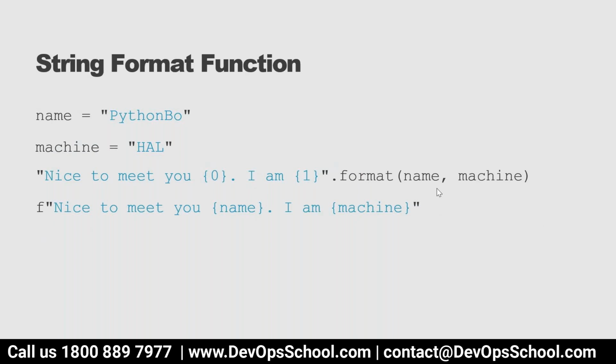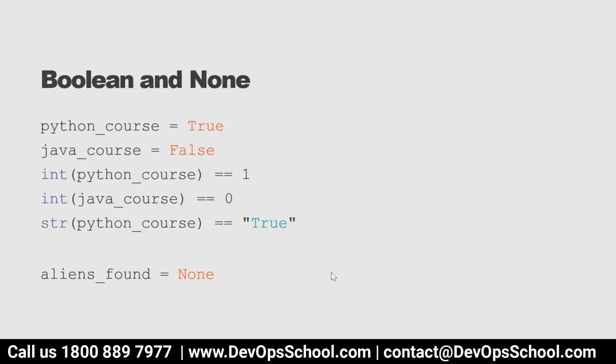but that is a very lengthy statement. So in short, people write F. Whenever you see F, that means they are using the format, and automatically the first one will be set as a variable name. So here name and machine. So the second line is the same line but in a shortcut. Okay, so format functions. Boolean, yeah, true and false.